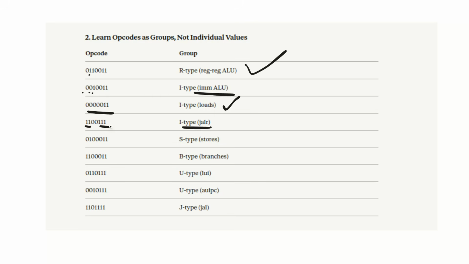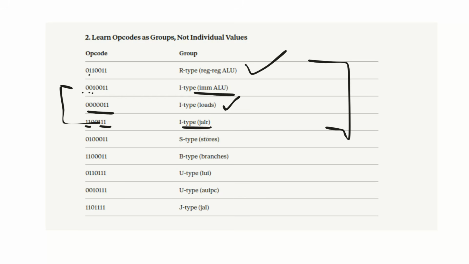So let us understand here. These are the opcodes that we have learned till now. Now these three are coming under I type itself, that is immediate ALU, load, JLR. Now for immediate ALU, we have learned for R type it was 0, 11, 00, 11. Then 0, 0, 1, 0, 0, 1, 1 if you remove from R type, then you get I type of immediate ALU, and load is easy, last 2 bits are 1.